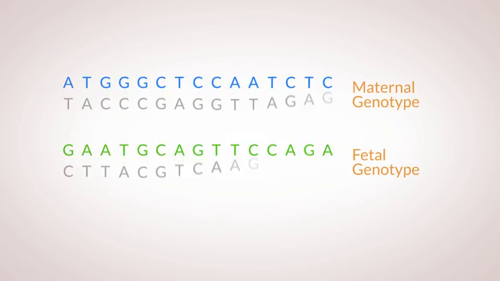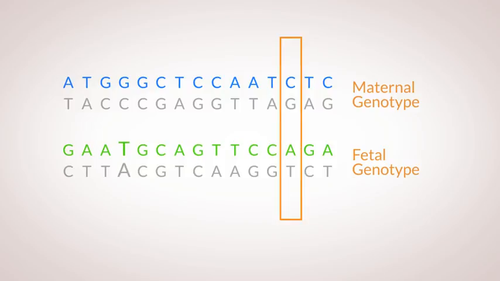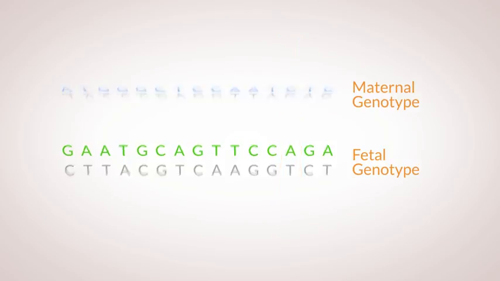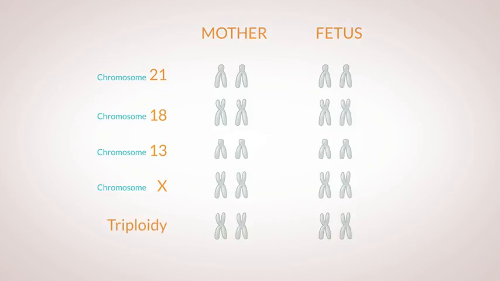By looking at these SNPs, the test can determine parts of the mother's genotype as well as parts of the fetus's genotype. This method performs equally well across all chromosomes and allows the Panorama test to report risk scores with extremely high accuracy across all conditions tested.